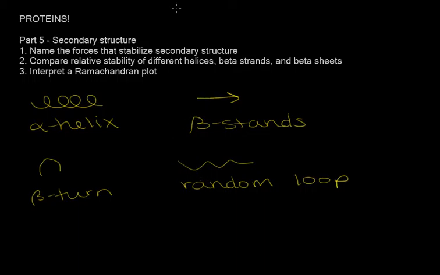After watching this lecture, you should be able to name the main contributions of forces that stabilize secondary structure. You should be able to compare the relative stability of different helices, beta strands, and beta sheets, and interpret a Ramachandran plot. Okay, so let's dive right in. Oh, vocabulary note. Beta strand means one. Beta sheet means more than one, so you have multiple strands interacting, typically more than two, really. Okay.